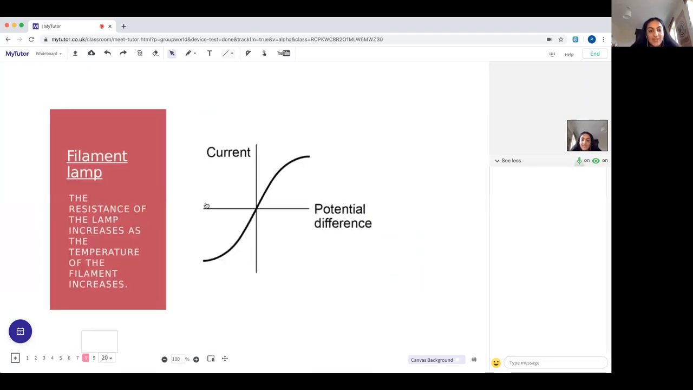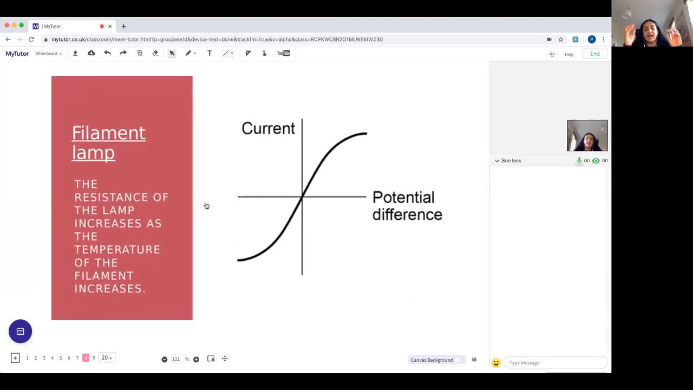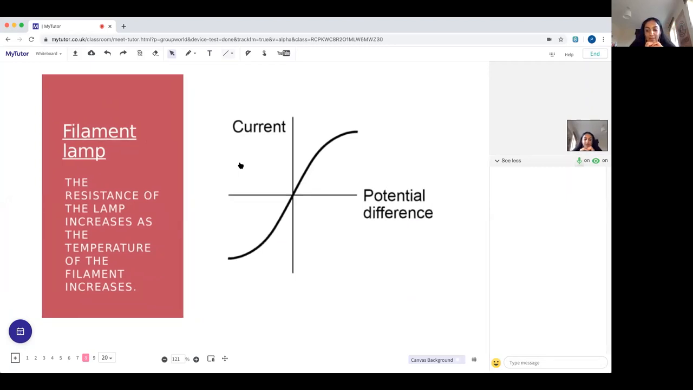So our first example is the filament lamp. The filament lamp can be put in a circuit, and we can do calculations with it and investigate it. Again, we have a current potential difference graph, and we know that the resistance of the lamp increases as the temperature increases. So if the lamp gets hotter and hotter, the resistance gets more and more. If it gets hotter, it's got more resistance. If it's got more resistance, it lets less current through.